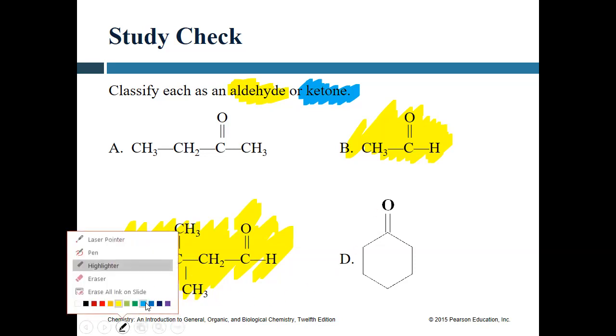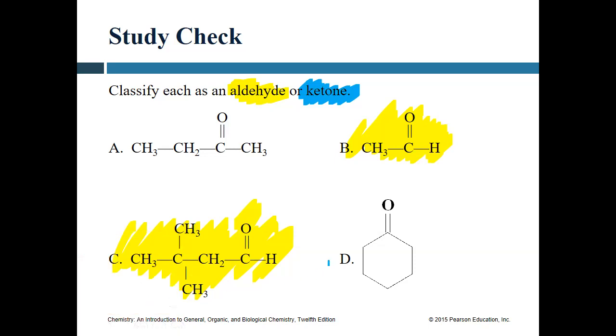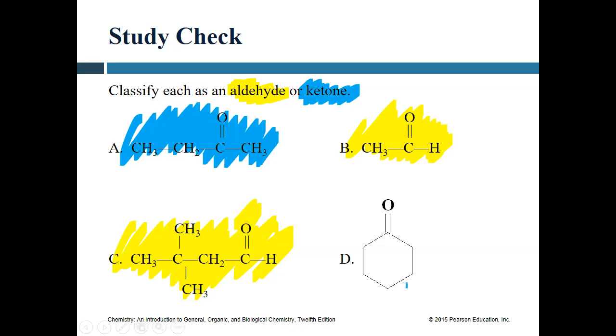Now, what about ketones? Okay, A is a ketone. What about D? Is D a ketone? It is. The only thing that is making it different is that its chain isn't a linear chain. It's a cyclical chain. And so any kind of ring structure that has this carbonyl group on it would also be a ketone.